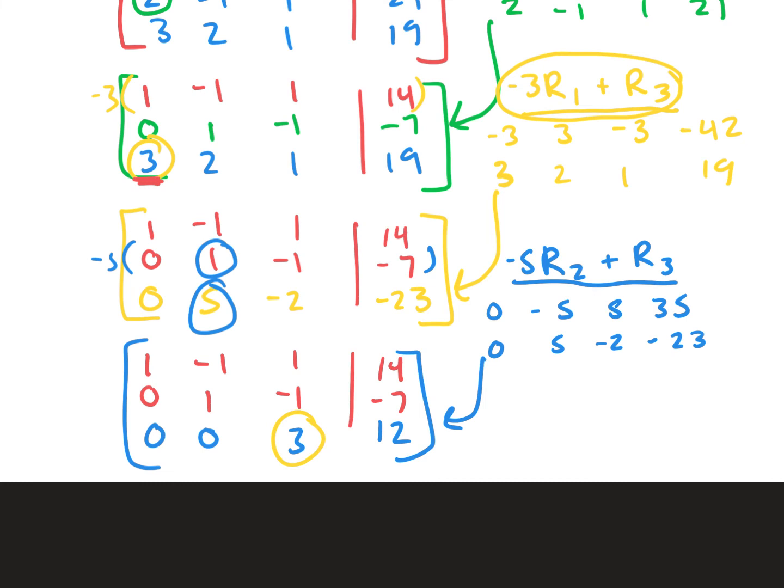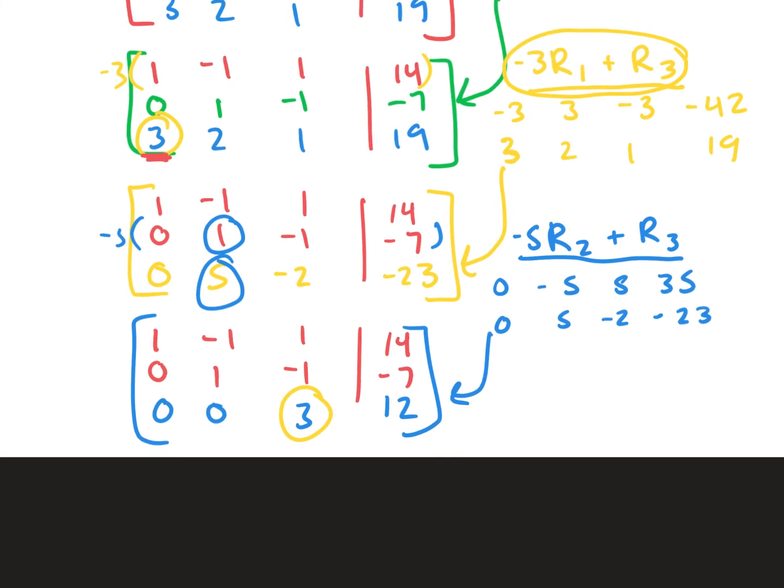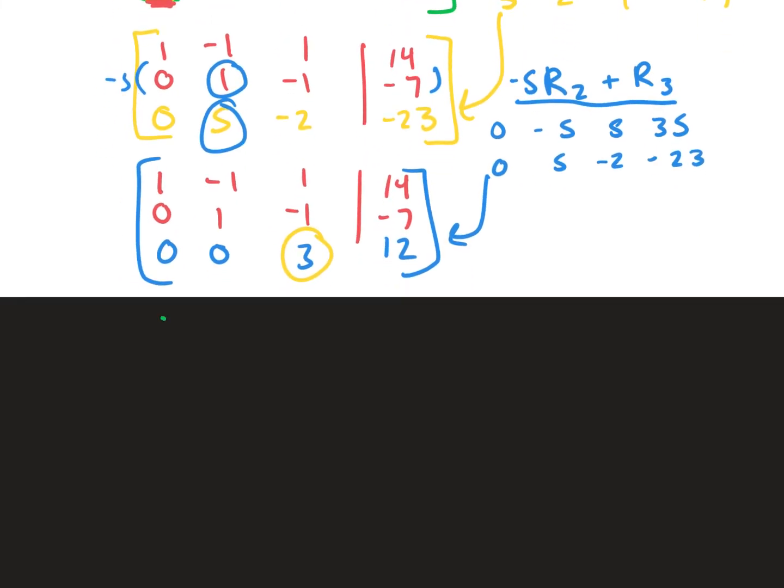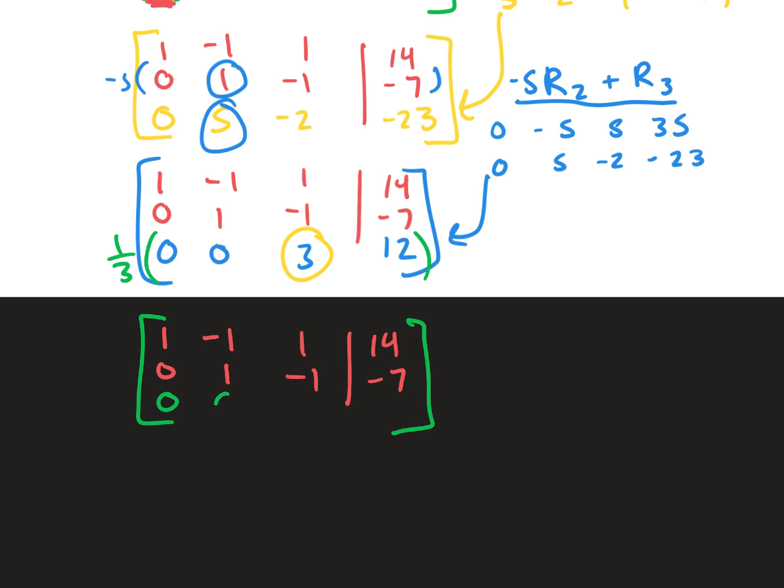So now I need to make this a 1. I can divide by 3 or multiply by 1/3. Same thing. So the first two rows stay the same. I have 1, -1, 1, 14, 0, 1, -1, -7. And then I'm going to multiply this by 1/3. So 0, 0, 1. And what's 12 times 1/3? 4. So here I have a diagonal of 1s and 0s below it.